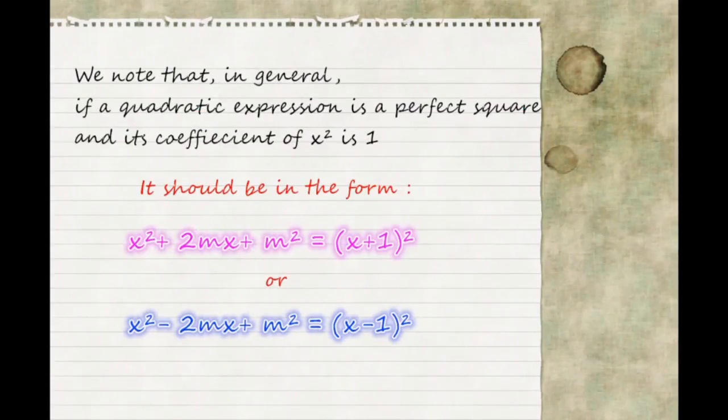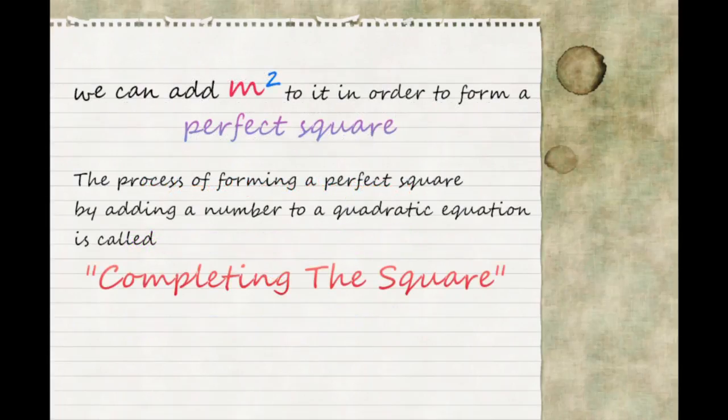Here's what we're going to do. If a quadratic equation is a perfect square with the coefficient of x squared as 1, we add a number called m squared at the back of the equation as follows. Therefore, when we encounter a quadratic expression like x squared plus 2mx, we simply add m squared to it, with this process usually known as completing the square.